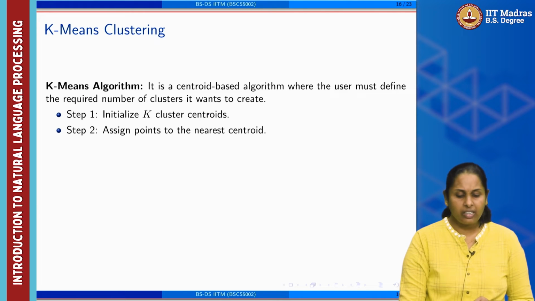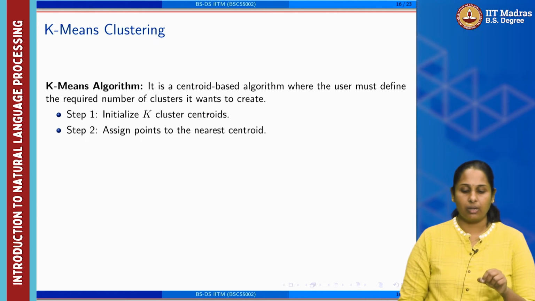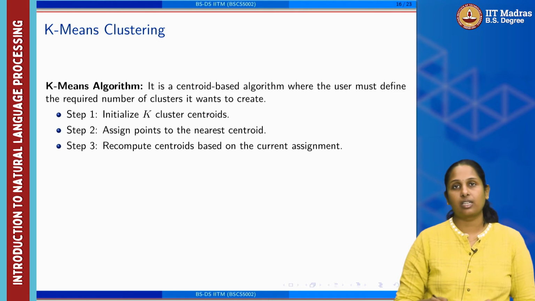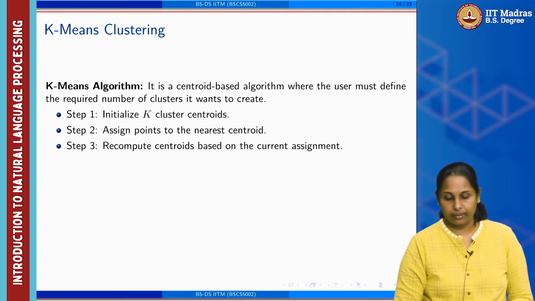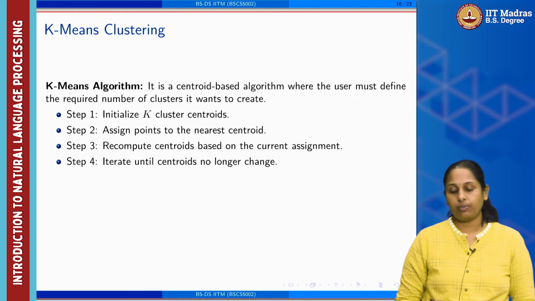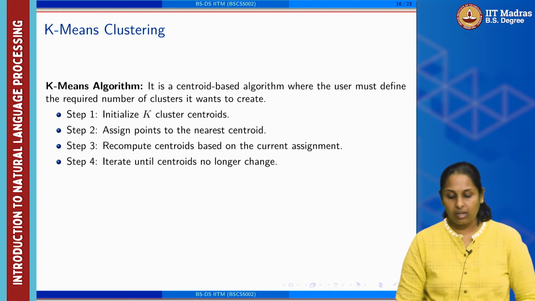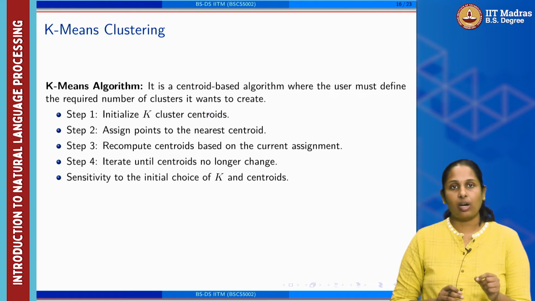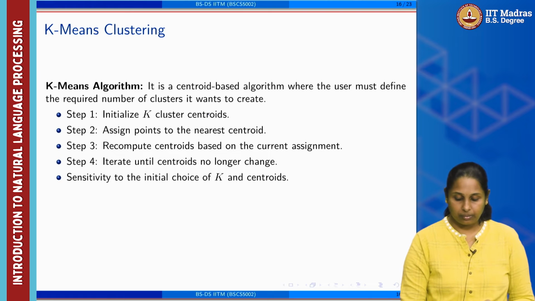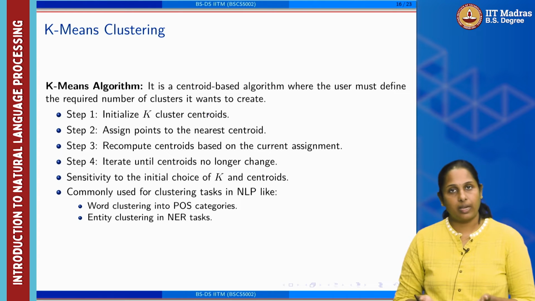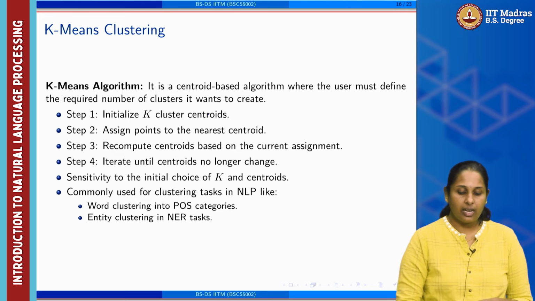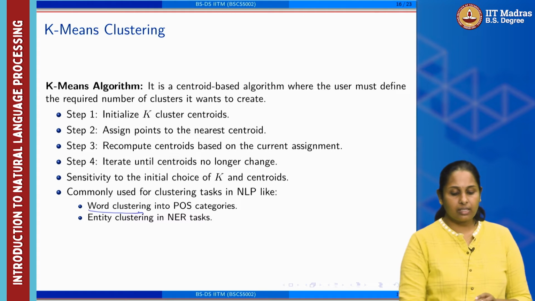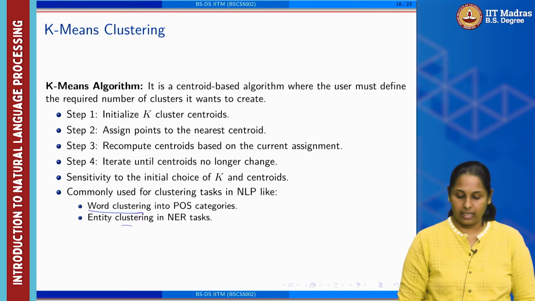K-means initially starts with centroids, and we assign points to the nearest centroid, then recompute the centroids based on the current assignment. We iterate this process until the centroids no longer change. The sensitivity here is the initial choice of k and the centroids. It is commonly used in POS and NER tasks, where we cluster words into POS categories and cluster entities in NER.